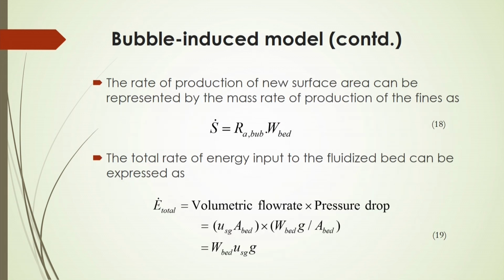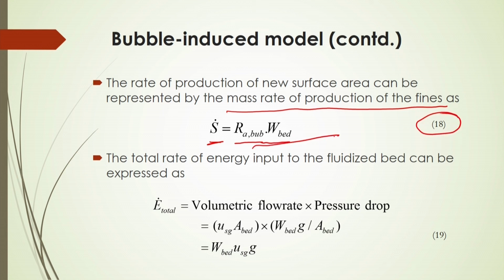The rate of production of this new surface area can be represented by the mass rate of production of the fines, as S dot equals R_A,bub into W_bed, as per equation 18. The total rate of energy input to the fluidized bed for this attrition process can then be expressed as E total, which equals volumetric flow rate times pressure drop. You know the pressure drop, which was discussed earlier in the lecture, and the volumetric flow rate inside the bed.